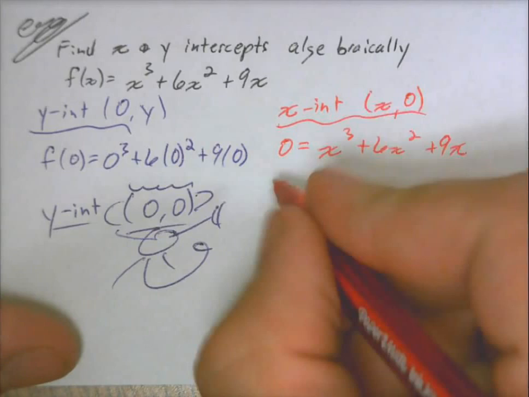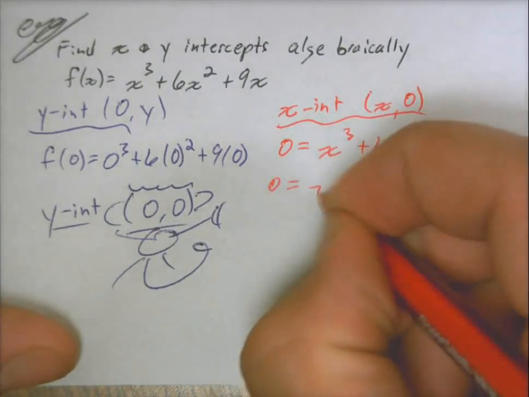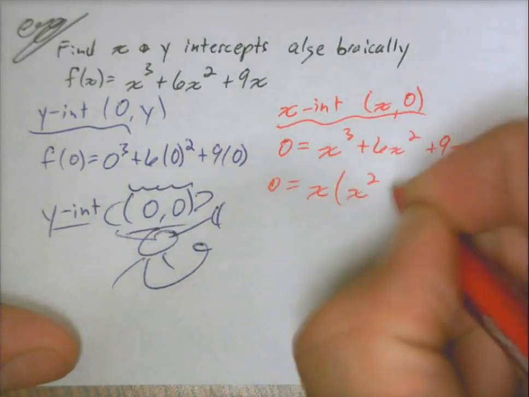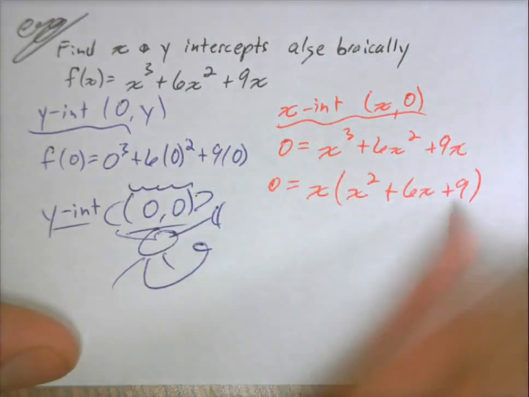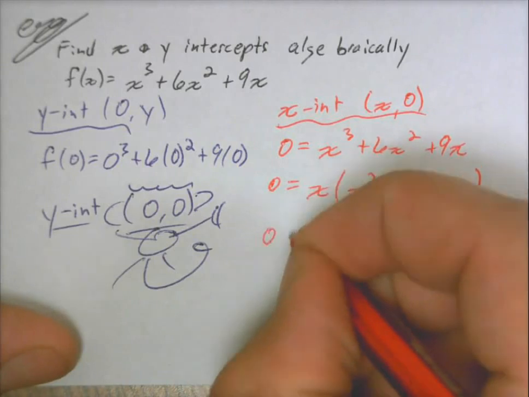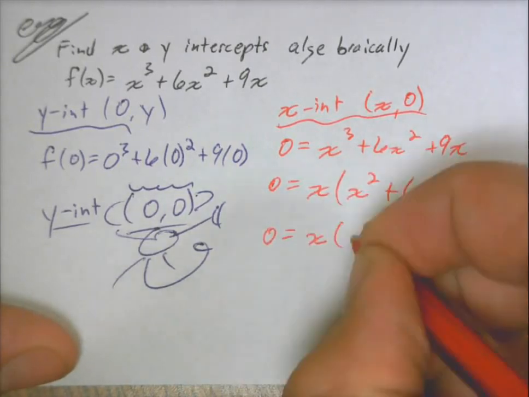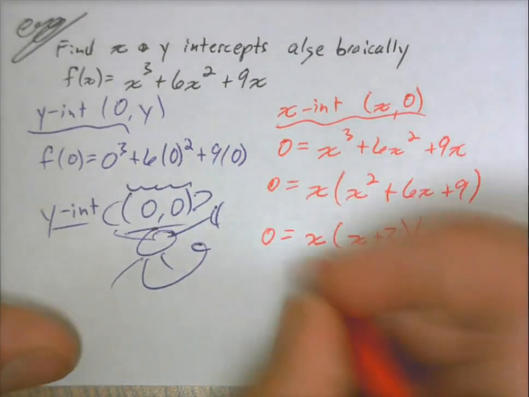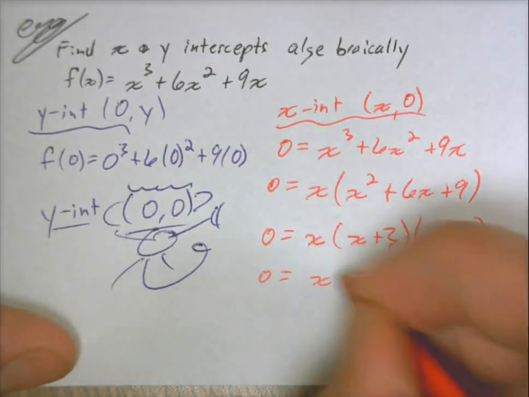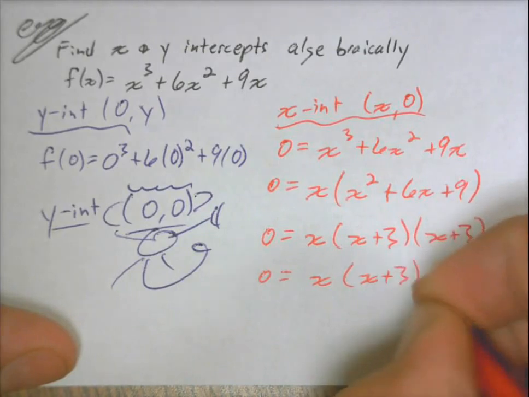Well, by factoring this thing, we'll factor out an x first. So I have x squared plus 6x plus 9. And then I can factor that because that is a perfect square. So I have x times x plus 3 times x plus 3, which is the same thing as x times x plus 3 squared.